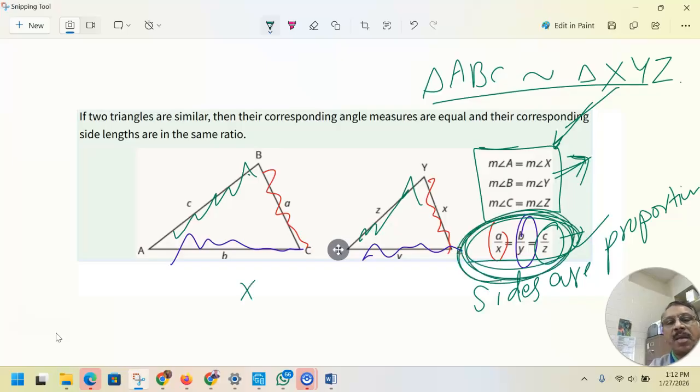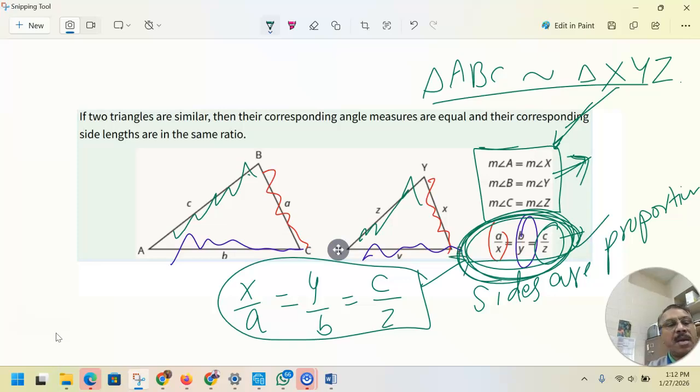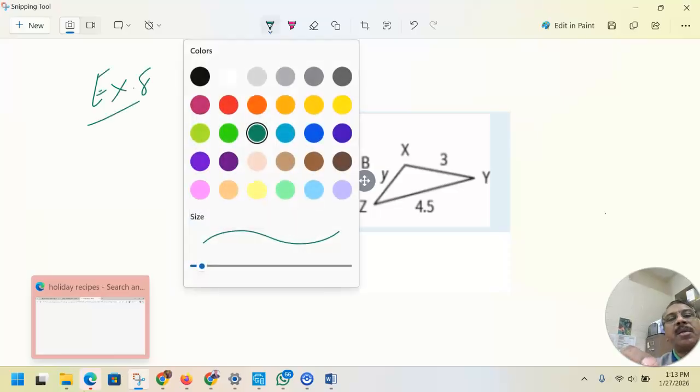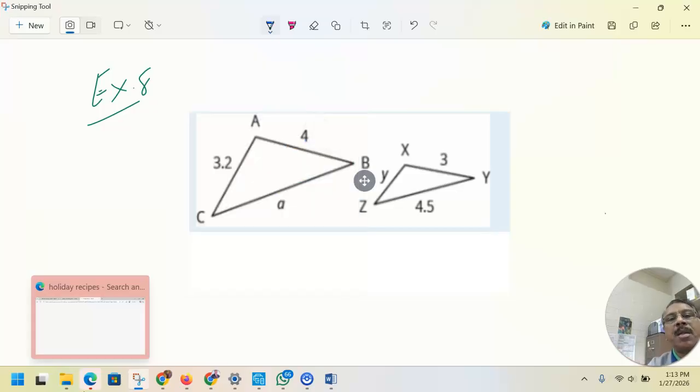You could also say x over a equals y over b. This is also called this, and this is the same thing. Let's take the example directly. This is example number 8. Looking at it, you're told that triangle ABC is similar to triangle XYZ. I wanted to look at the nice one. They gave this part, and this part is given to you. So that's the main thing. I'll start with that piece.